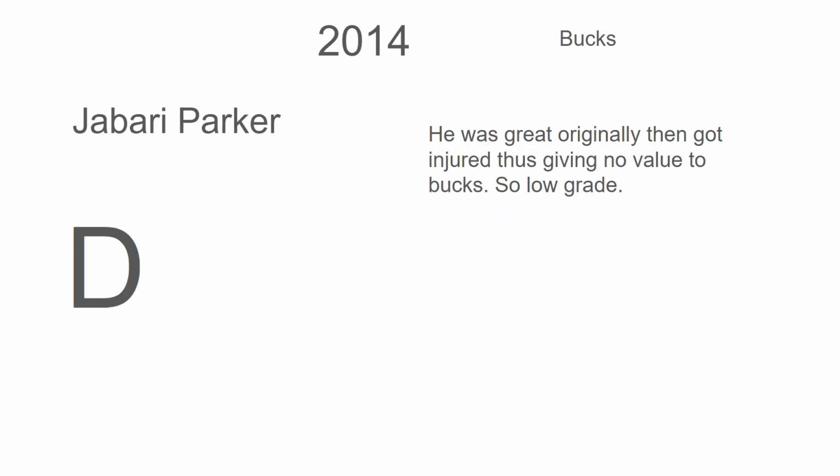Stupid. 2014, the Bucks selected Jabari Parker. He was really good before he tore his ACL or whatever. And like I said, man, he's a D because he actually had a couple good seasons before the injury. But, you know, he provides no value anymore. So he's a low grade. He's a D.